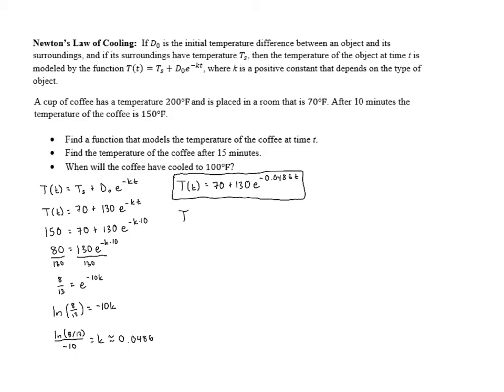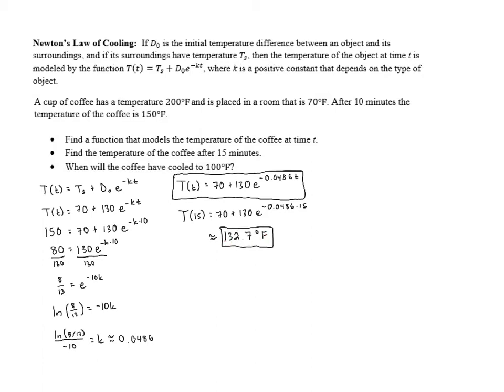When we do this, we get T of 15 equals 70 plus 130e to the negative 0.0486 times 15. And we can just plug this into a calculator to get an approximation. And we end up with approximately 132.7 degrees Fahrenheit. So after 15 minutes, the coffee has cooled to 132.7 degrees Fahrenheit.